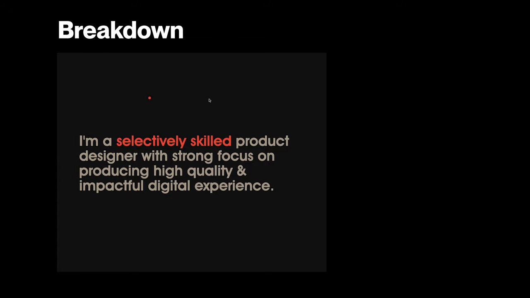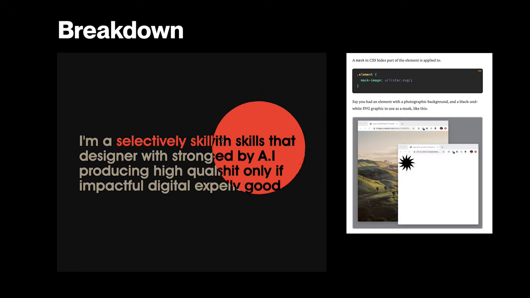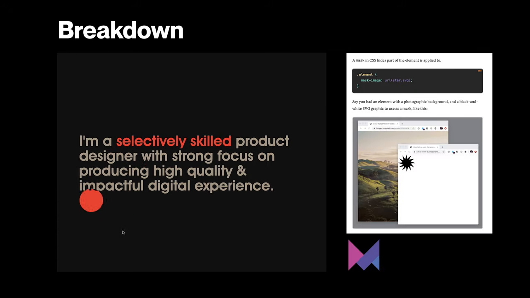So the way I made this animation was by using the CSS mask-image property. And we're going to animate it using Framer Motion, which will create this kind of cursor effect.